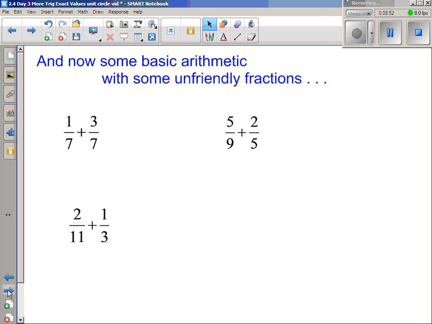That pretty much concludes the unit circle, and then we're just going to do some basic math with some of these trig functions. Go ahead and take a moment, see if you can recall adding and subtracting. Remember, you need a common denominator. So go ahead and hit pause.